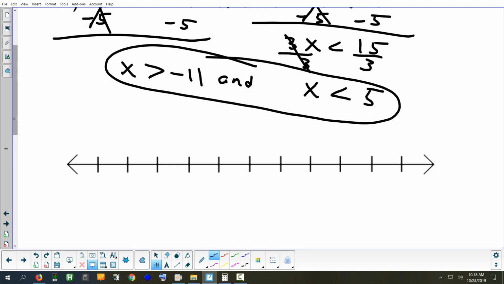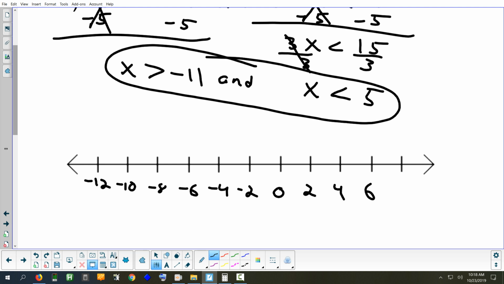Let's go by 2's again. That might be okay. So I'm going to go negative 12, negative 10, negative 8, negative 6, 0, 2, 4, 6. Just enough room. You probably could have gone by 3's. That would have worked as well, and you wouldn't have to write as much. Great.